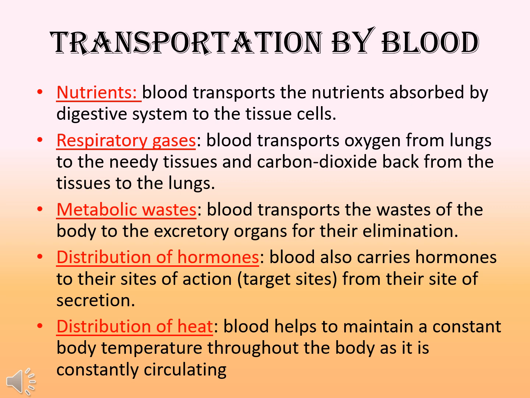Coming to distribution of hormones. Blood also carries hormones to their sites of action, which is mostly the target sites, the organ or the gland that they have to act on, from their sites of secretion. Most of the times their sites of secretion is the endocrine glands. The last point, distribution of heat. Blood helps to maintain a constant body temperature throughout the body as it is constantly circulating.